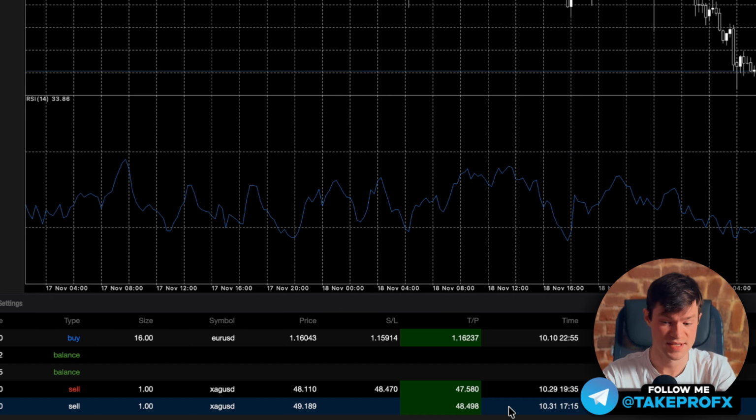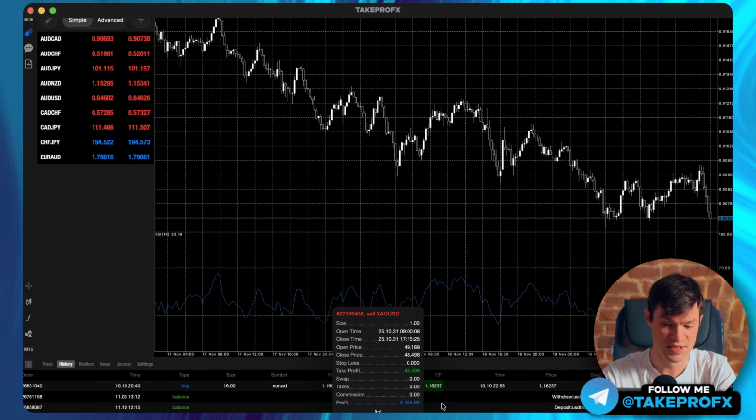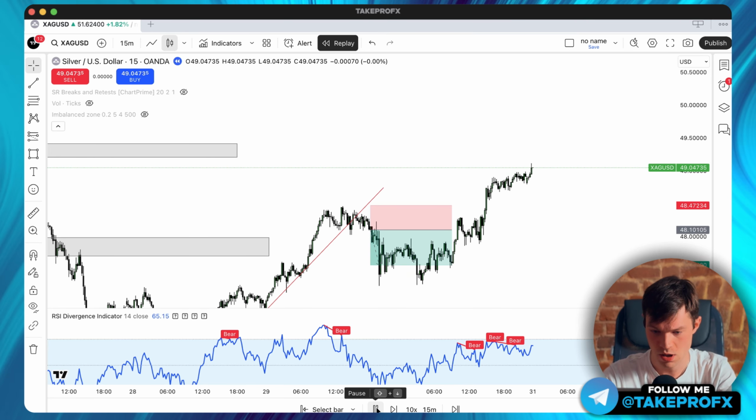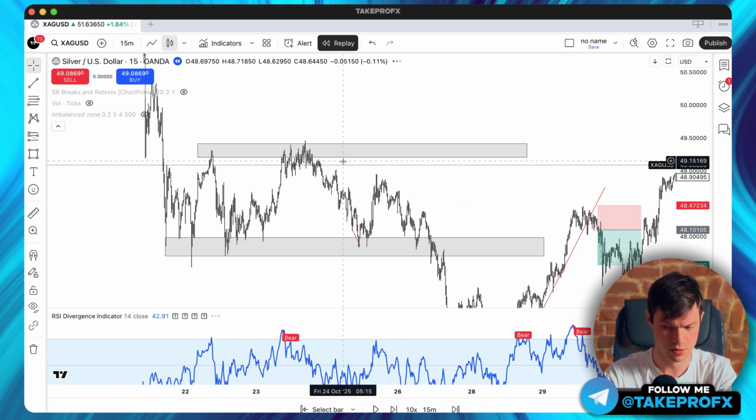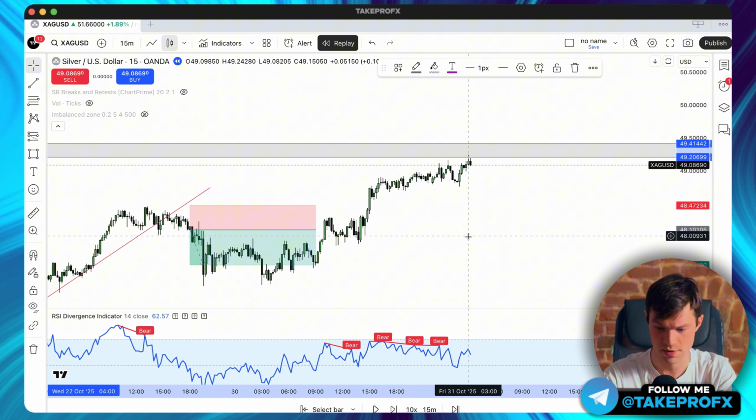Now let me show you the second trade, which brought me for a moment 3,500 profit. This is also a very simple trade. Let's scroll the chart a little bit. Look, we are going to have a touchdown with the previous resistance level very soon. So let's extend it with you like this.